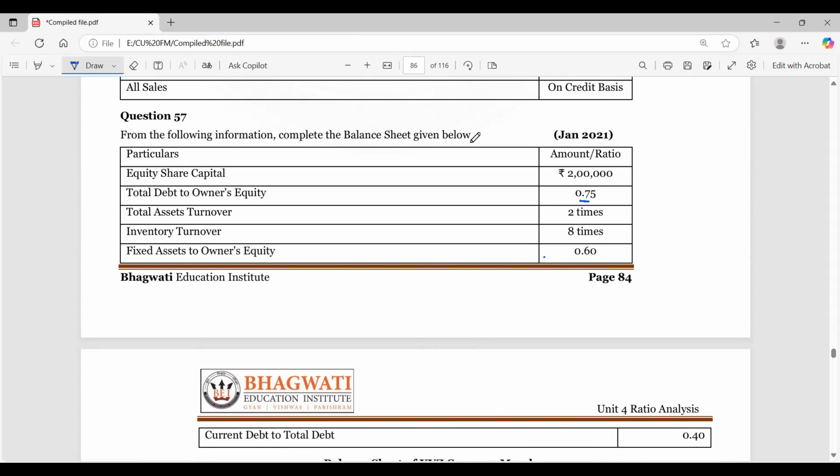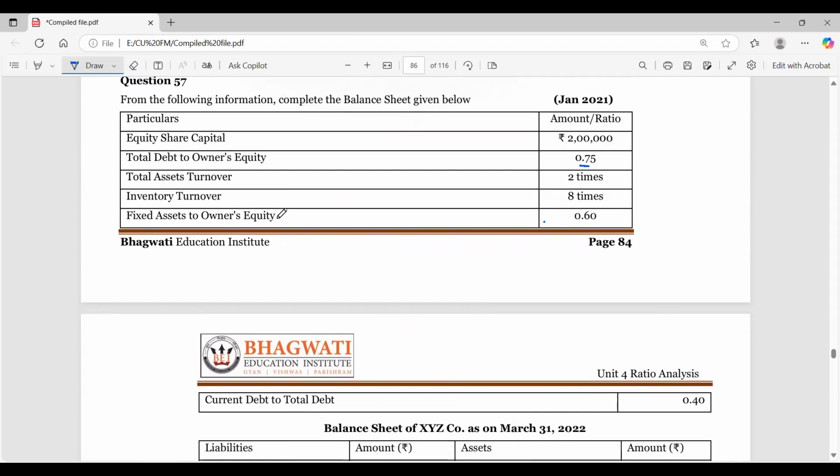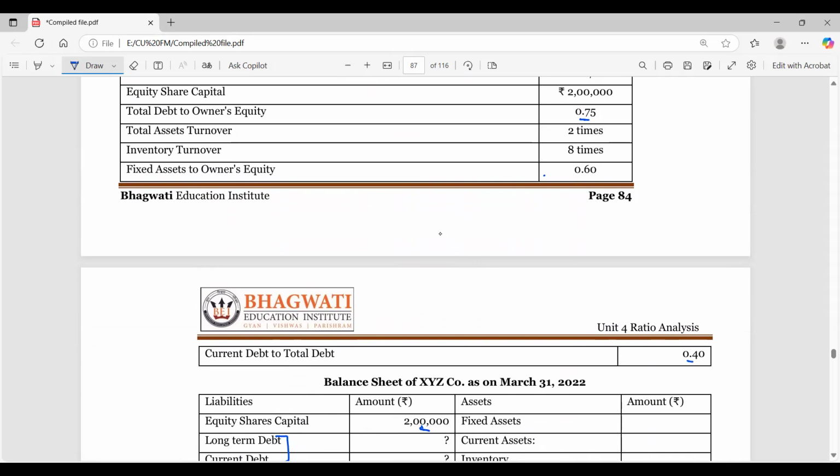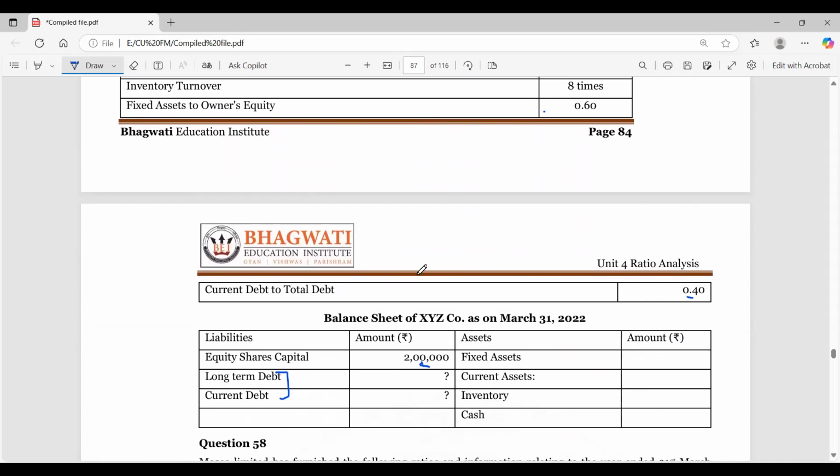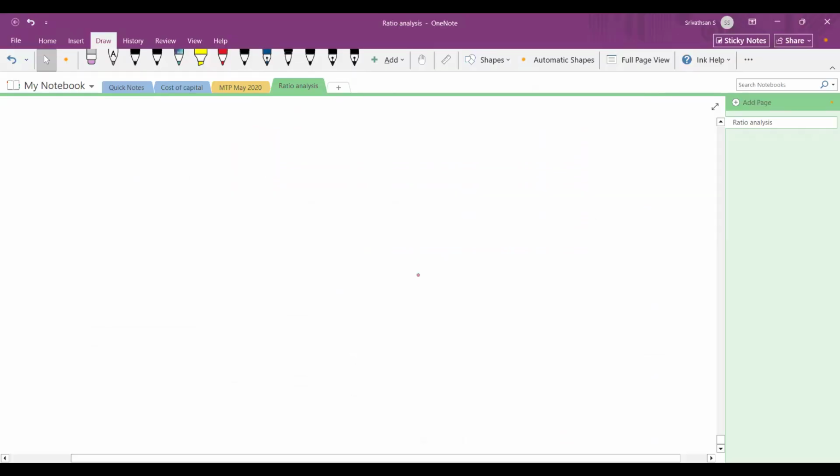Total asset turnover is 2 times. Inventory turnover is 8 times. Fixed asset to owner's equity is 0.6. Current debt to total debt is given as 0.4. Right, so this question can be solved easily. Just listen. Question number 57, I will do it quickly.